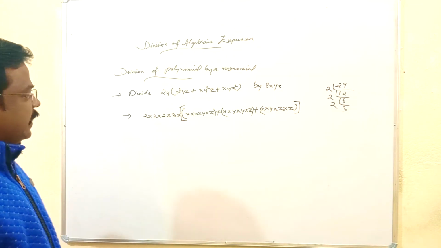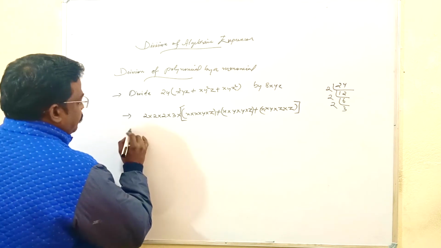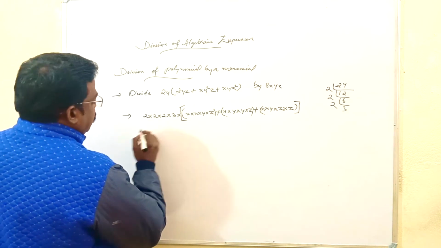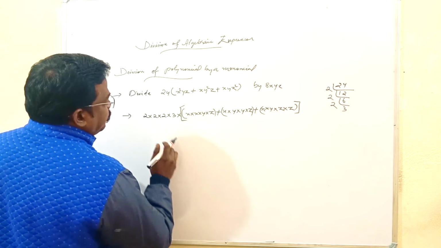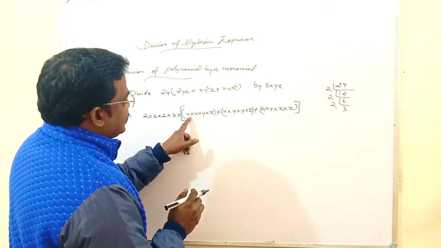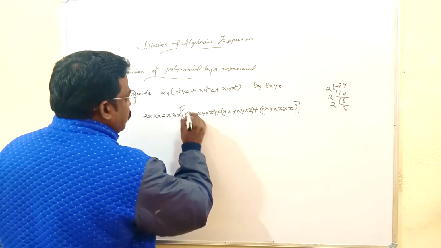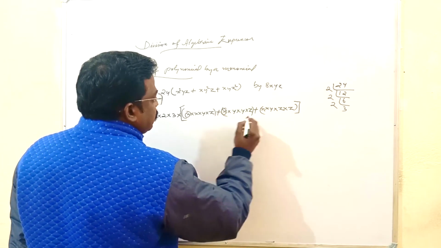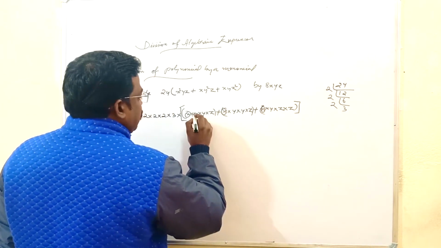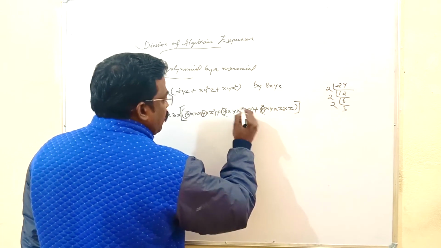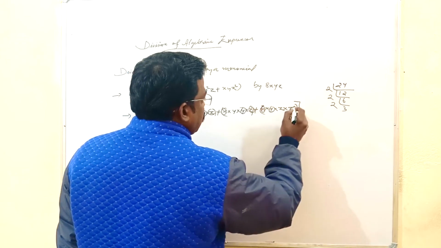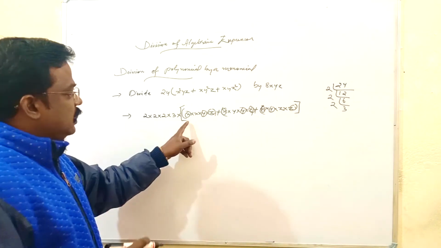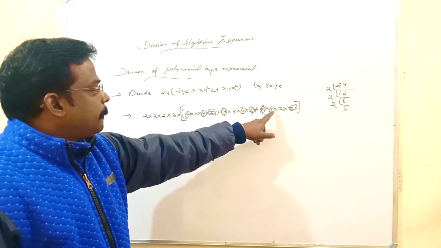Then here you see that. So here 3 into 3 into, that is 8 into 3. So here x is here, here also x is here, here also x. Then here also y, z, z. So these three terms are common.